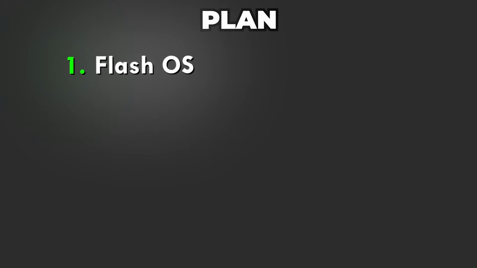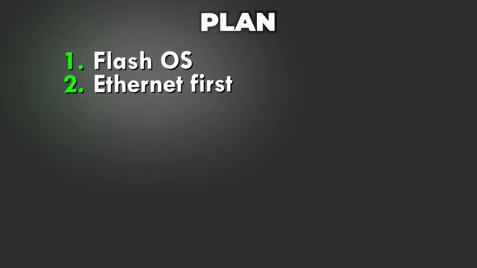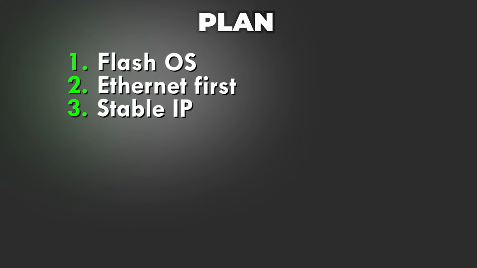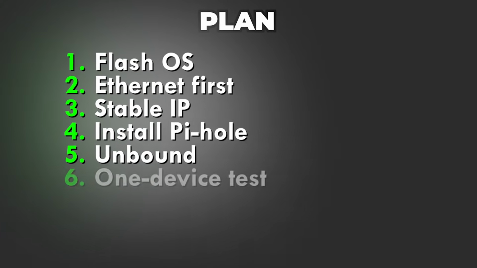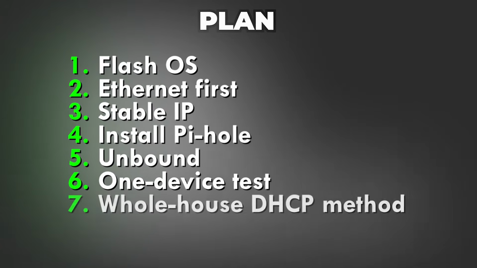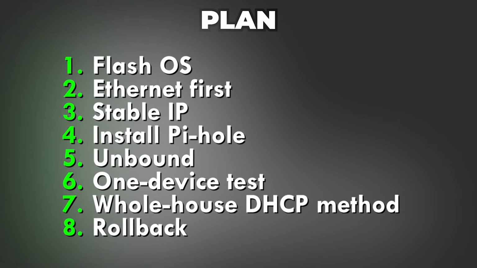We'll start by flashing the operating system. We'll connect the Pi to Ethernet and give the Pi an IP. We'll install Pi-hole and then add Unbound. We'll test it on one device first, then roll it out network-wide using Pi-hole DHCP. And finally, I'll cover a safe rollback.